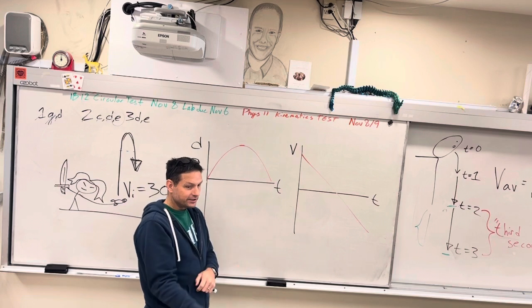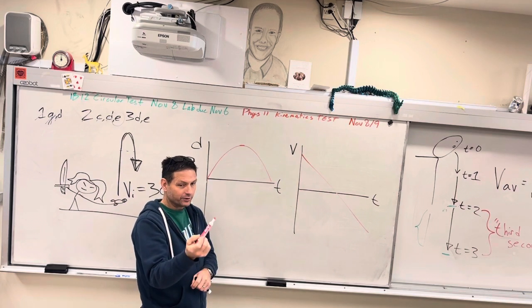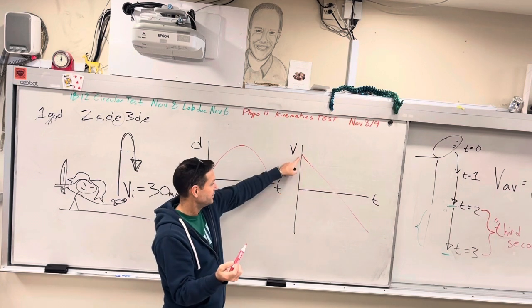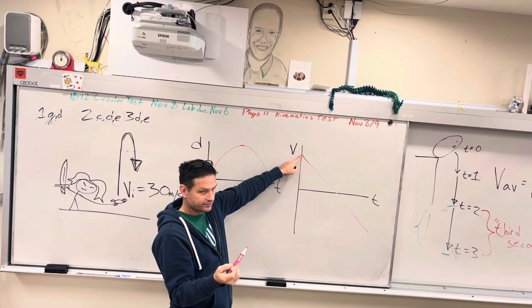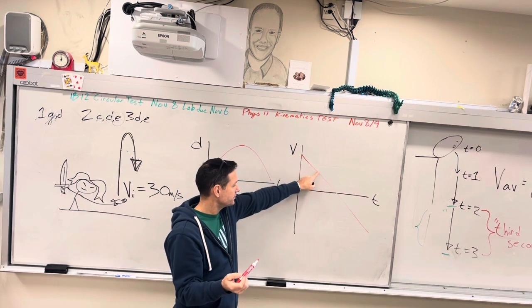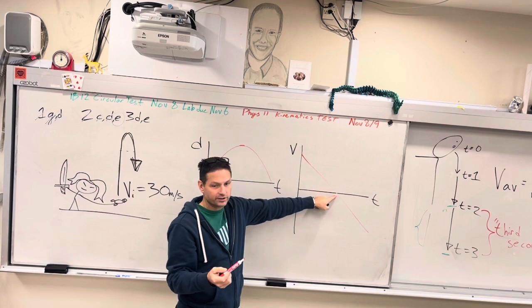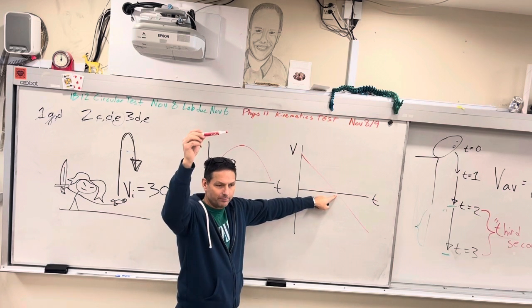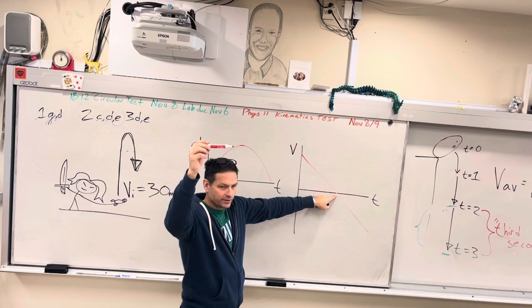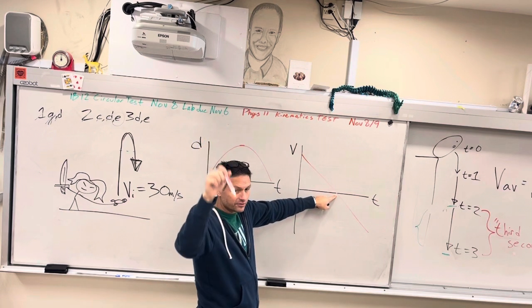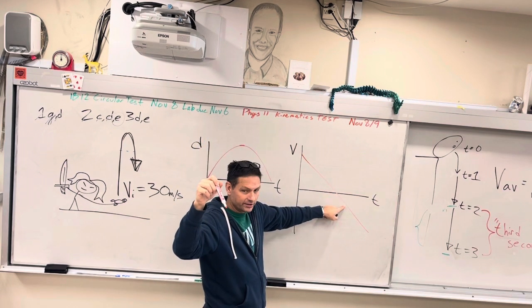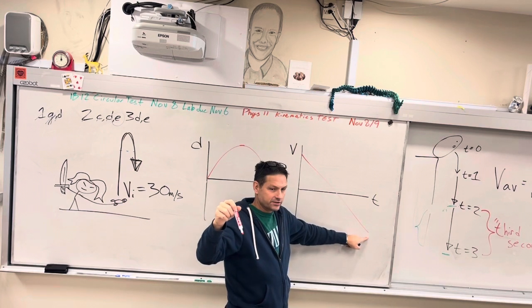Good. When it leaves your hand, it's going upwards fast. High velocity, positive. And then it gets slower, slower, slower, slower. What happens right here? That's when it's stopped at the top. And then it starts to come down. So downward is negative velocity, right? And of course it gets faster and faster and faster at the bottom.